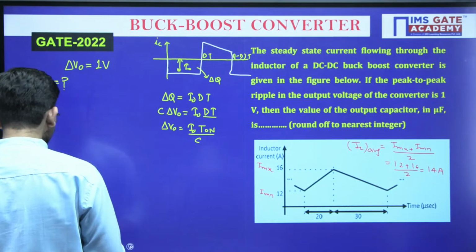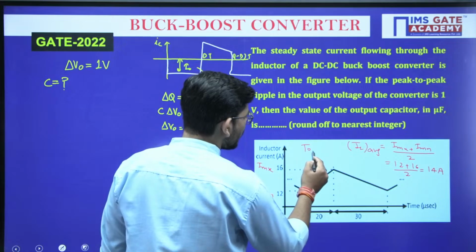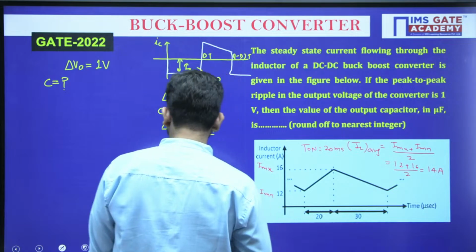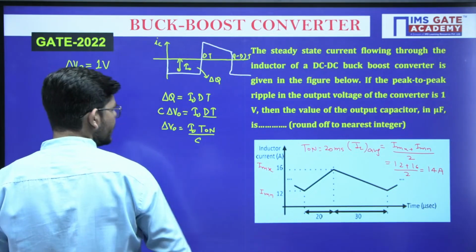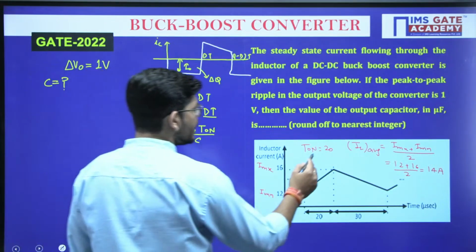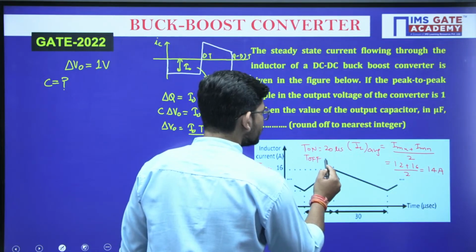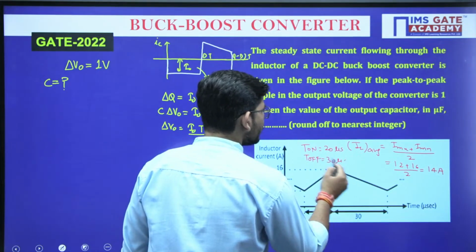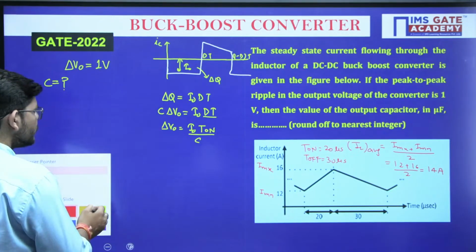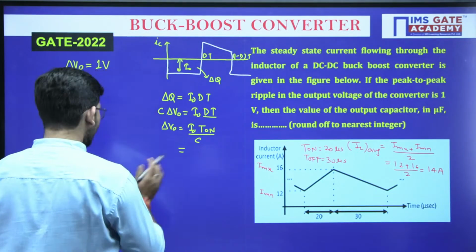Why am I writing this to be the on time? Because the on time is given to us. What is the on time? The on time is 20 milliseconds, isn't it? Microseconds, sorry. The on time is basically 20 microseconds. And what is the off time? The off time is also given, 30 microseconds. So we can simply put the values here. Just put the values of off time and on time here. And it is required to calculate the value of C.